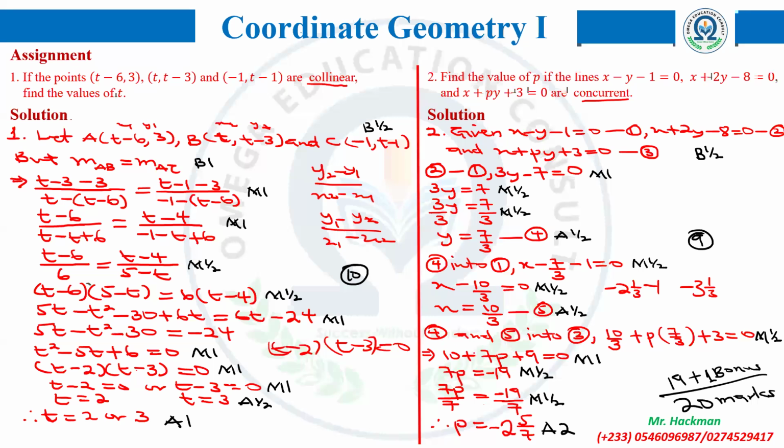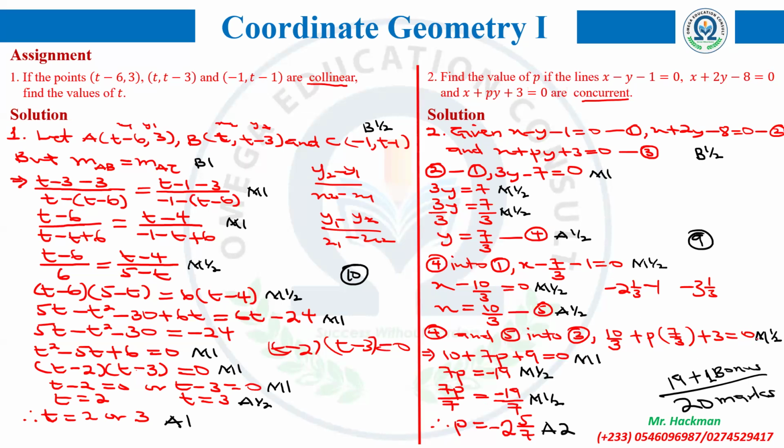So I write equation 4 and equation 5 into equation 3. Wherever I see x and y, I substitute the corresponding values. So it will give me 10 over 3 plus p, my y, is 7 on 3, plus 3 is equal to 0. So obviously my LCM will be 3. So I will multiply through by 3, or you can go ahead and remove the bracket, but that will give you 10 over 3 plus 7p over 3 plus 3 is equal to 0. So you still have your LCM to be 3. So I'll multiply through by the LCM.